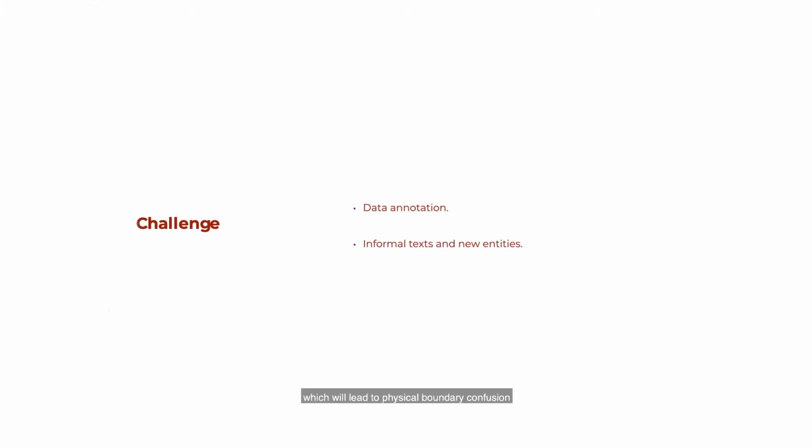The main problem is the quality and consistency of data annotation, which will lead to entity boundary confusion. Most research is based on official documents. The NER of informal text, such as tweets, user comments, and forum posts, is more difficult to deal with than formal text because of its short content and loud noise.